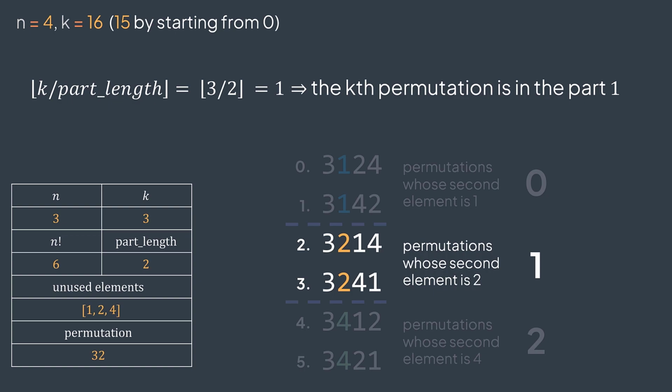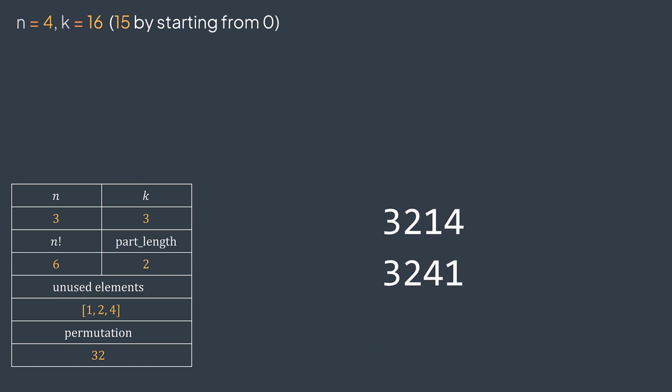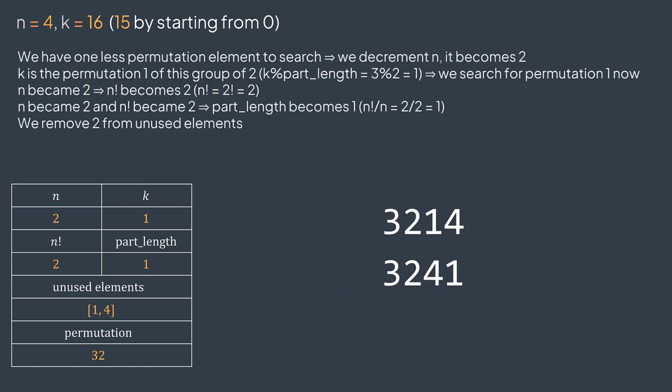We know that our kth permutation will be in these 2 permutations. This is why we update the variables. K gets modified, as we did previously, it becomes K modulo the length of a part. 3 modulo 2 gives 1. It means that among these 2 permutations, we're searching for permutation 1. N gets decremented, it becomes 2, which changes the value of N factorial. 2 factorial is 2, which also changes the value of part length. N factorial divided by N is 2 divided by 2, which is 1.